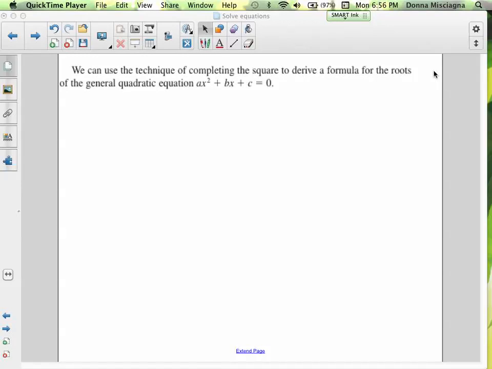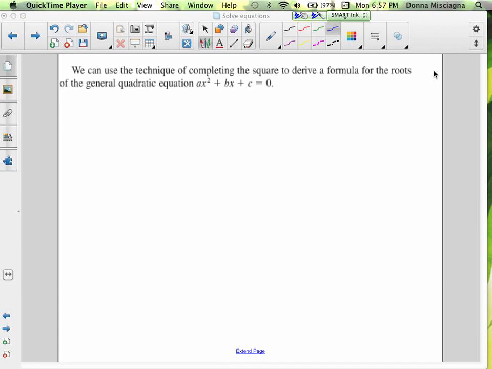So we can use the technique of completing the square to derive a formula for the roots of the general quadratic equation ax squared plus bx plus c equals 0. So a and b are just coefficients, and c is a constant. So a, b, and c represent numbers. They're not a variable. They don't represent different numbers. They just represent some number. We just don't know what it is, so we're using a, b, and c.